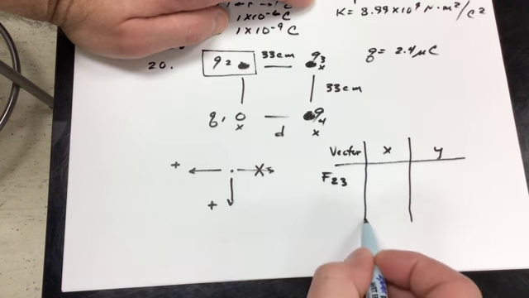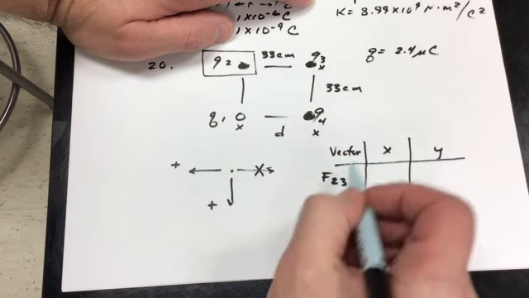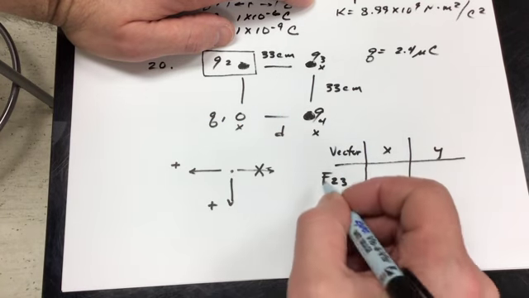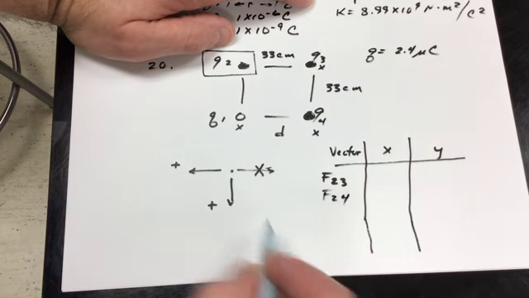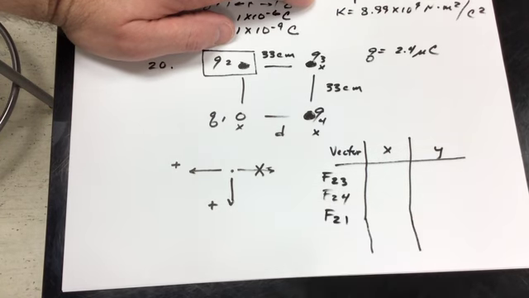I think that might be the simplest way to do it. If you find a different way and it works for you, then stick with that. For force vector 2, 3. Now, force vector 2, 4 is going to go across that diagonal. And force vector 2, 1 is going to be in the vertical.